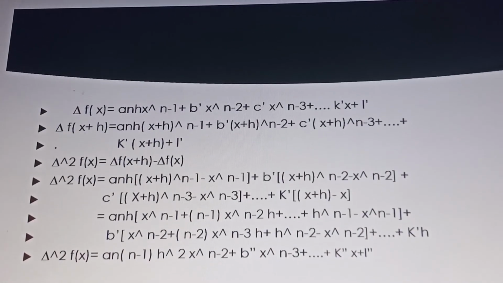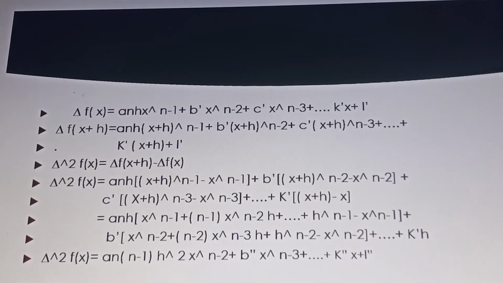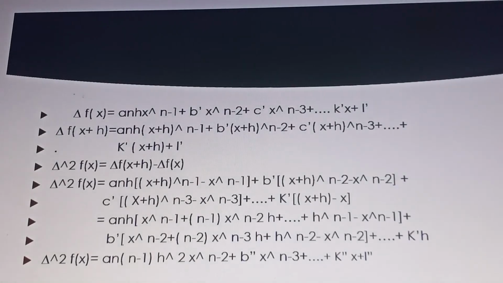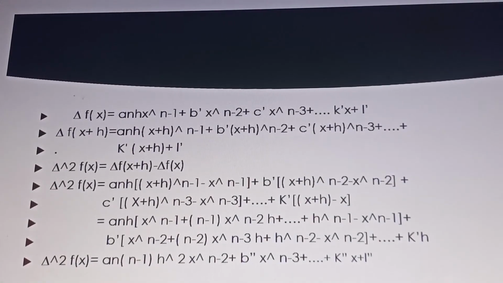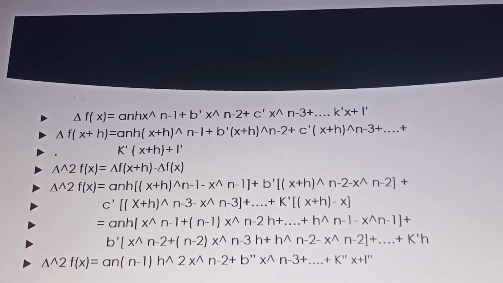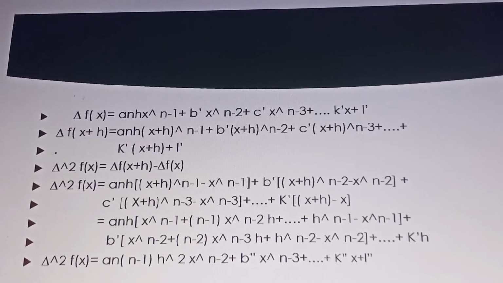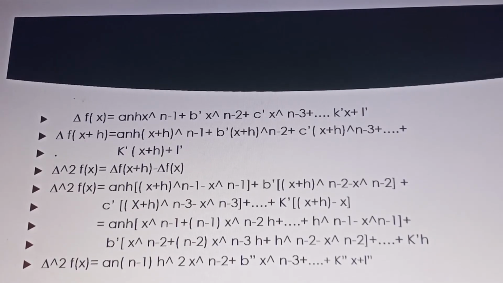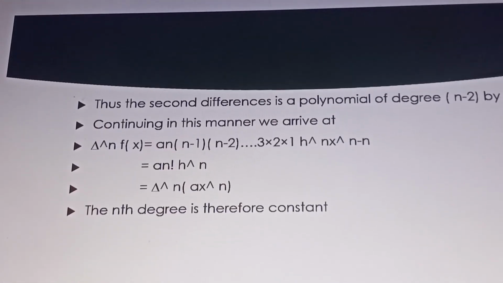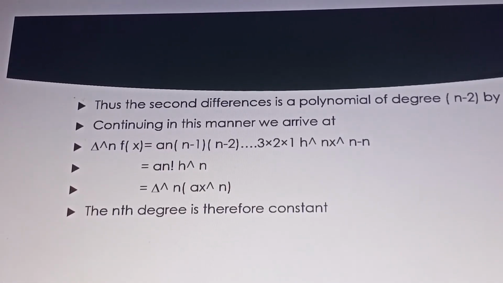Then delta square f of x equals a n into n minus 1 h square into x raised to n minus 2 plus b double dash x raised to n minus 3 plus up to k double dash x plus l double dash. Thus, the second difference is a polynomial of degree n minus 2.